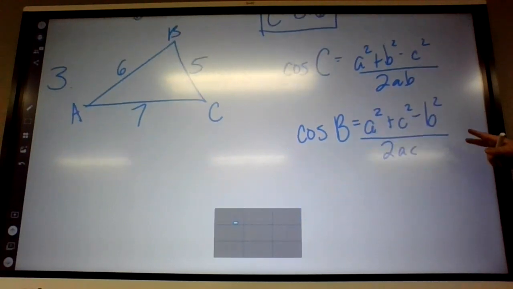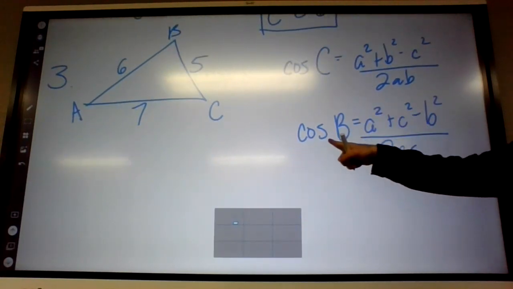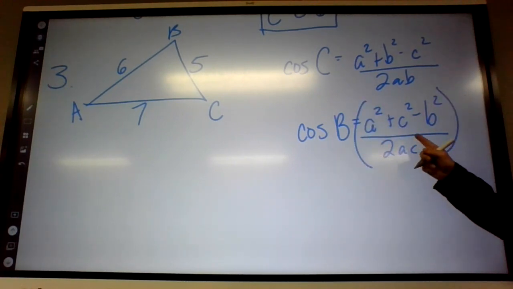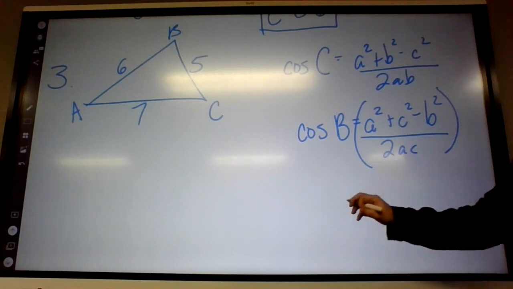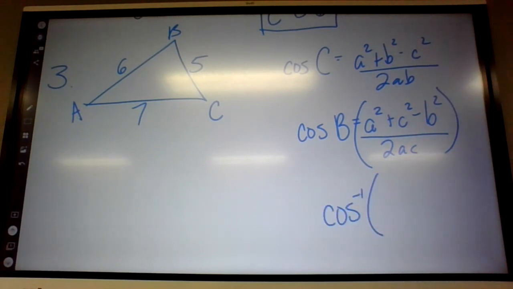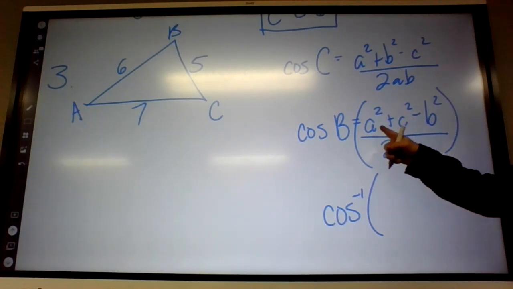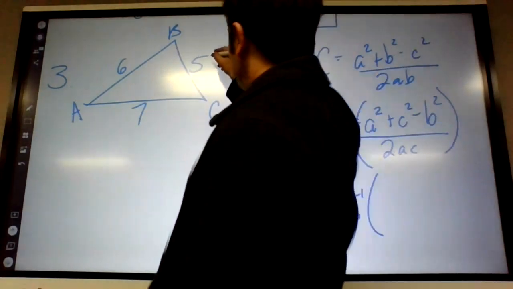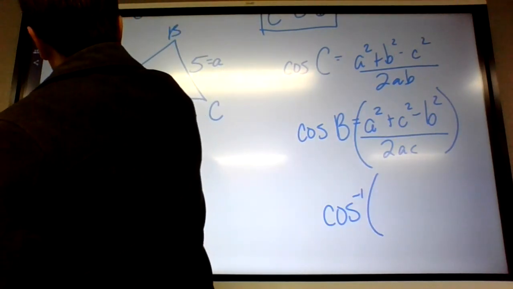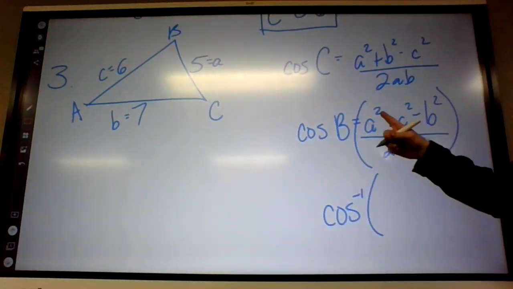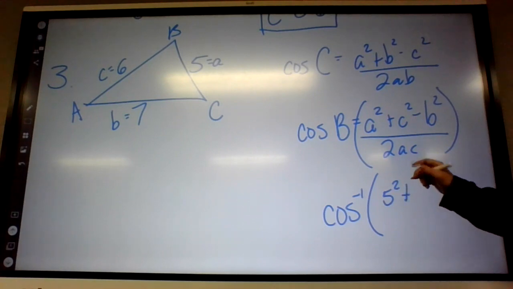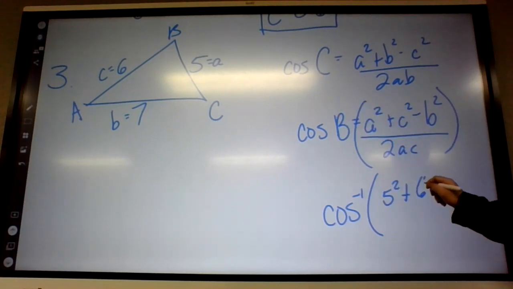Now this one, we can't just plug this in because this is what cosine of B equals. Well, actually, you could plug that in, but then you'd have to do cosine inverse of that to find the angle. Or you can do it all at once if you do cosine inverse parentheses. There's my A, B, C. So A squared is 5 squared. C squared is 6 squared.